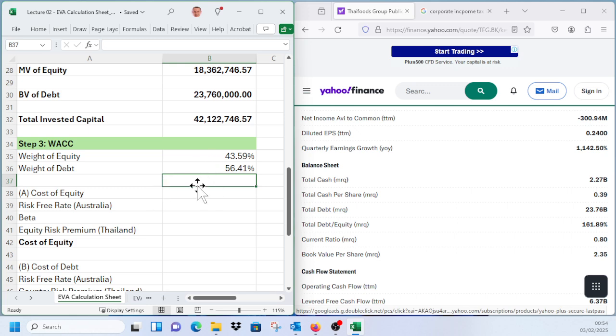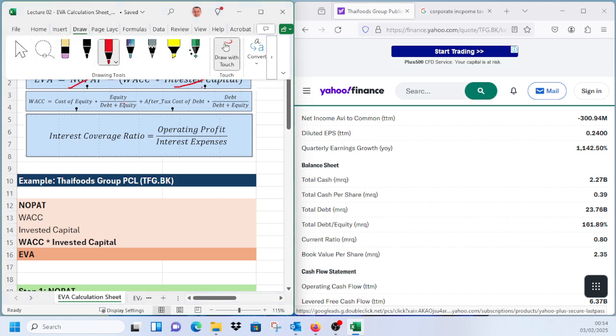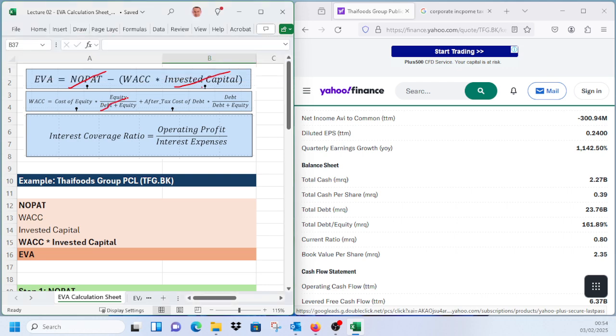So the weights we already have, and let me scroll up again. We can cross that out as well. So we got this weight factor here, and we also got this weight factor here. So last thing we need now is the cost of equity, and then the after-tax cost of debt.